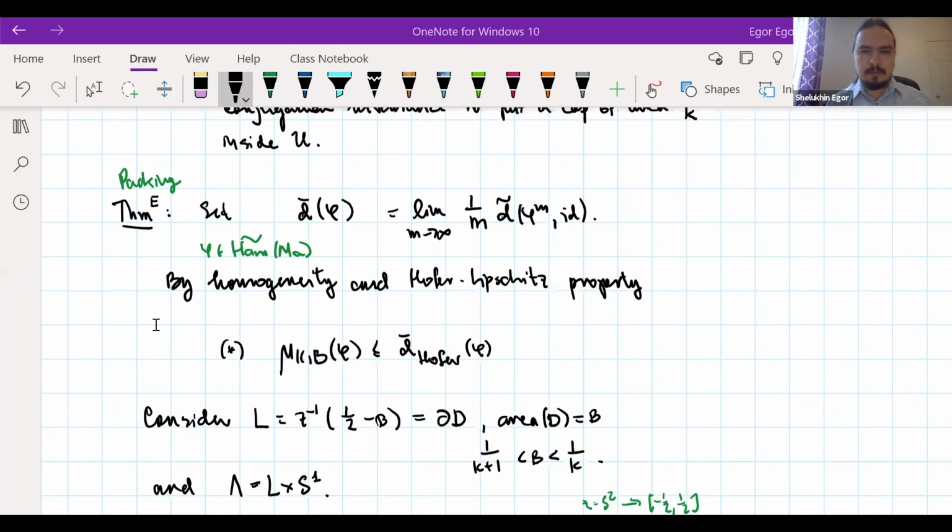So this is the asymptotic Hofer norm. And now by homogeneity and the Hofer-Lipschitz property, we have that mu kB of phi is still a lower bound for this homogenized version, which is, of course, smaller in general than the non-homogenized version, but this is still a lower bound.